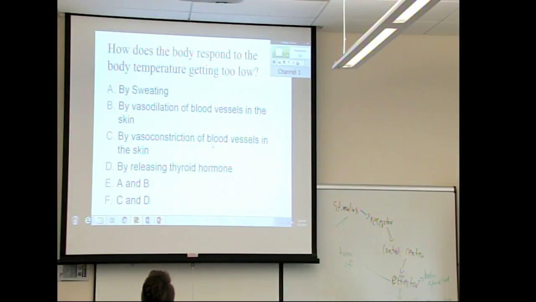And you constrict the blood vessels by the skin so that you keep your blood more in the core, because as it gets close to the skin, it loses heat. If you're cold, you don't want to lose any more heat. So that's where hypothermia comes from, because the colder you get, the more vasoconstriction happens and the less blood flow you get to your fingers and your toes.